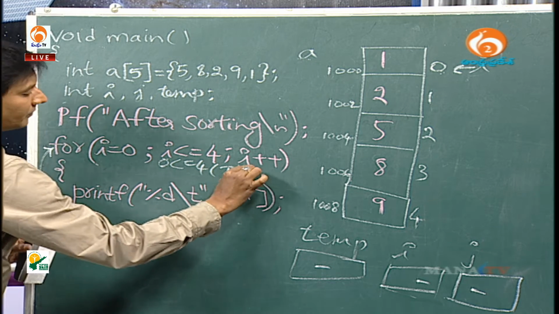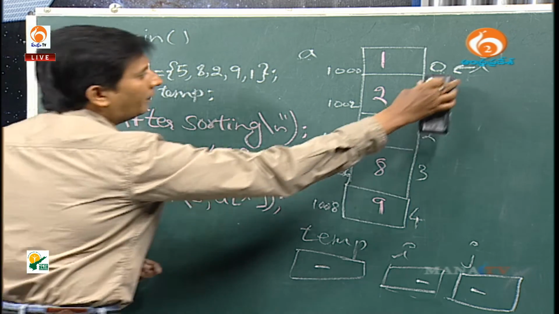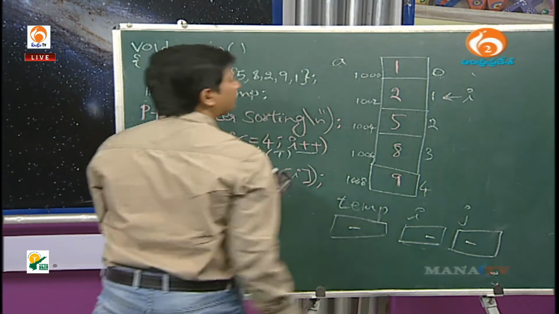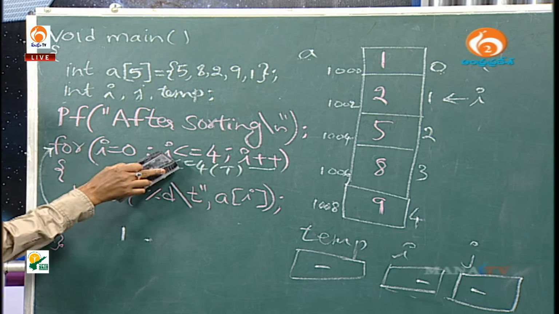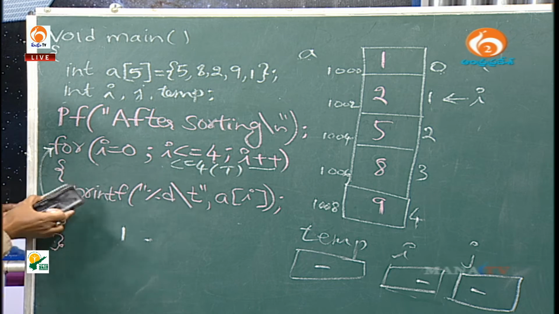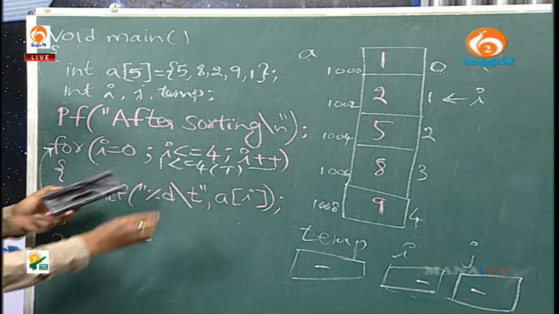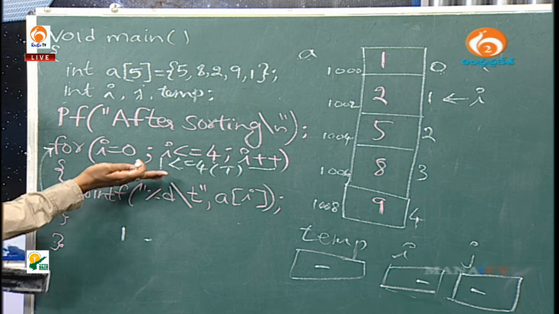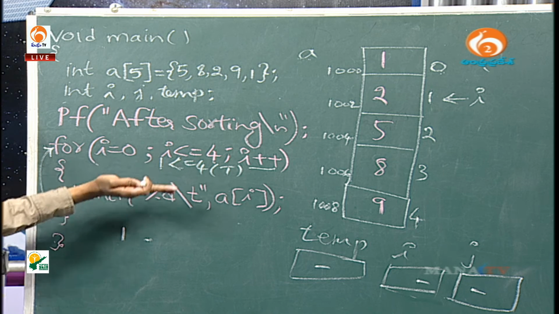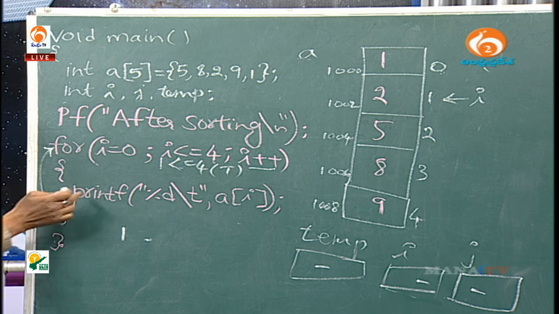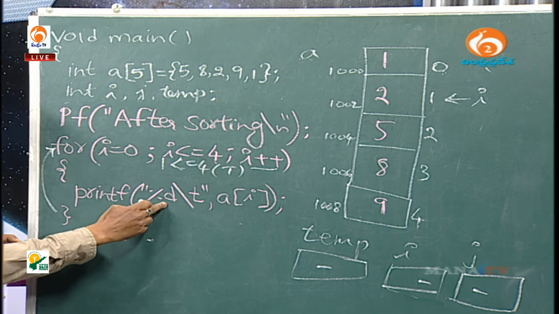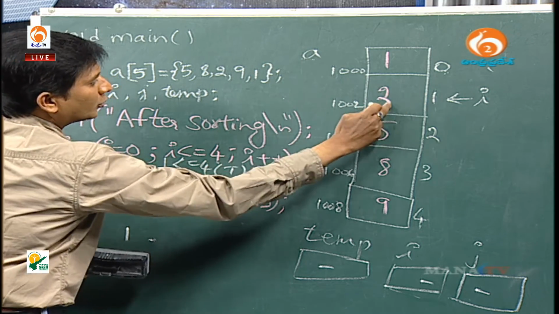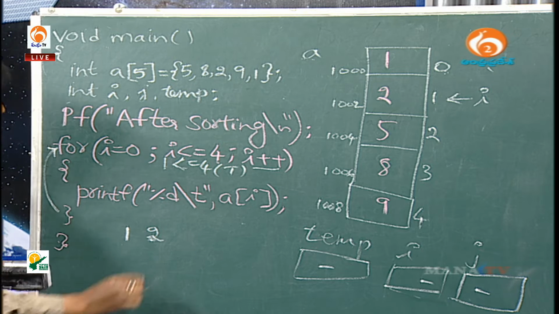Okay. I plus plus, I is incremented by 1. Next, I less than or equal to 4, means 1 less than or equal to 4, which is true, condition is true. Whenever the condition becomes true, control enters the body of the inner for loop. This is the body of the for loop. Printf %d a of 1. A of 1 means 2, so 2 is printed on the screen.